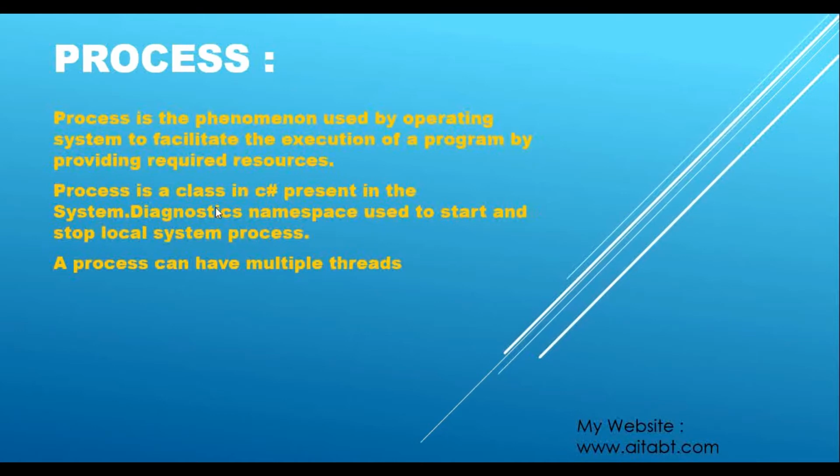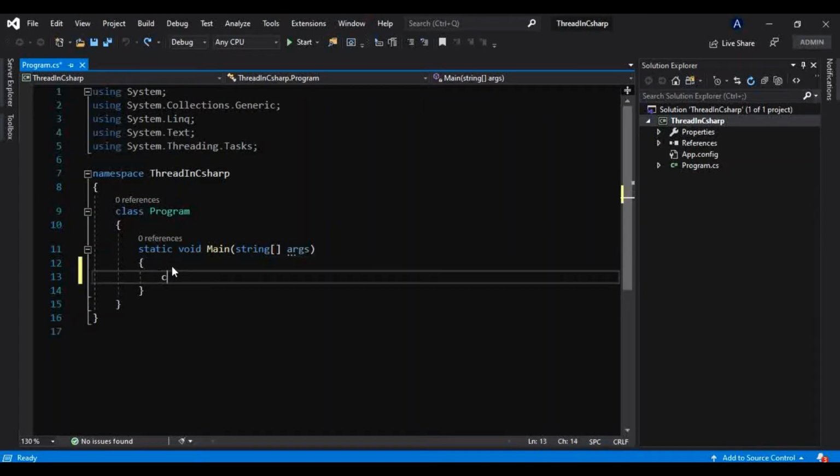Now, process in C# language: in C# there is also a class, Process, present under the System.Diagnostics namespace, used to start and stop local system processes. Let me show you this Process class that we use in C#. So let's go to Visual Studio. Here let me print a simple message onto the console, Console.WriteLine, and a simple message, hello world maybe.